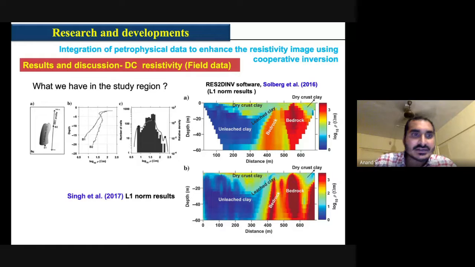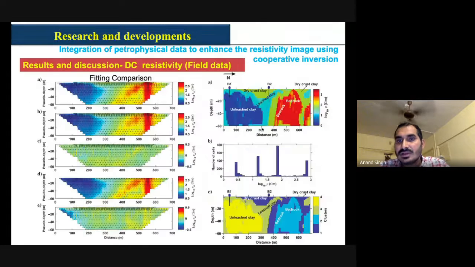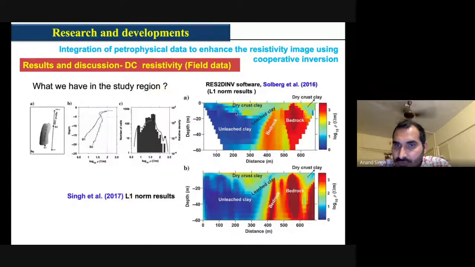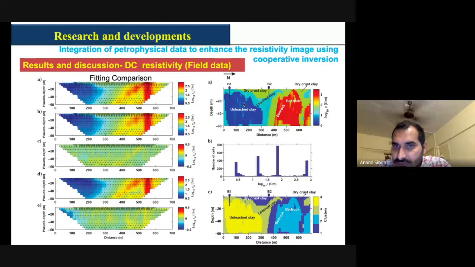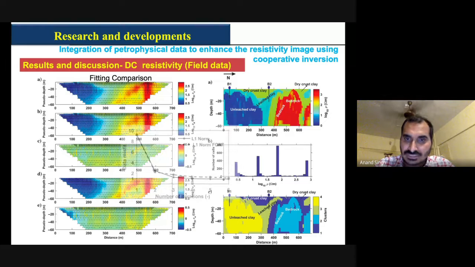Then we came back to our inversion results. We compared the traditional inversion result with how we can improve it using machine learning. We noted that the boundaries were not very clear, but by utilizing machine learning, the boundaries became much clearer. To this point, we have discussed this. Now let us see more and more results.